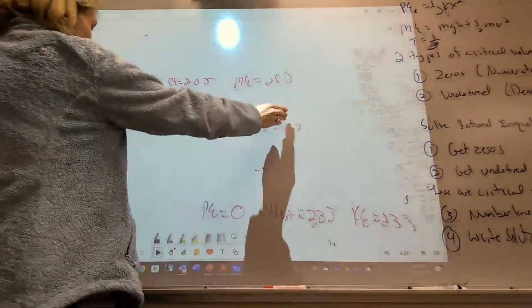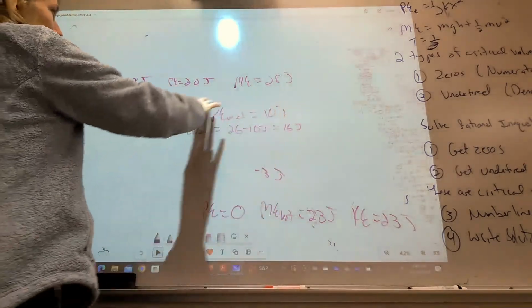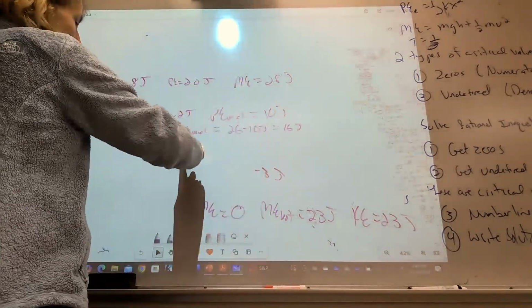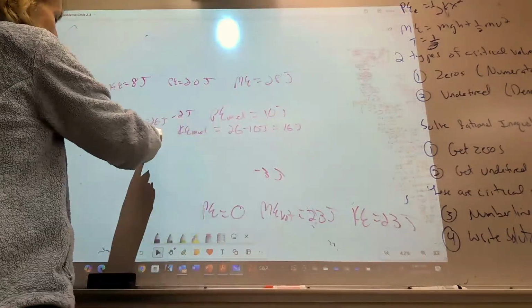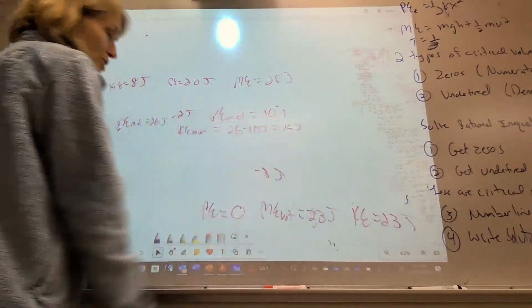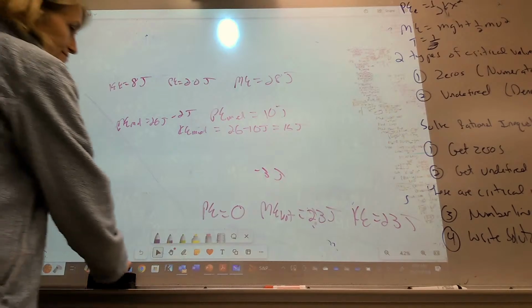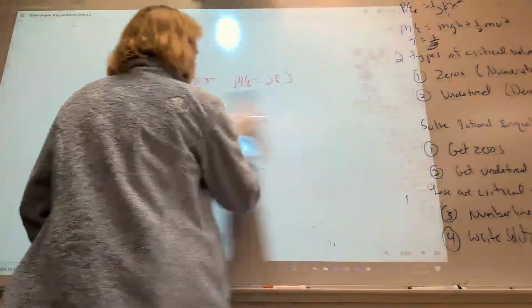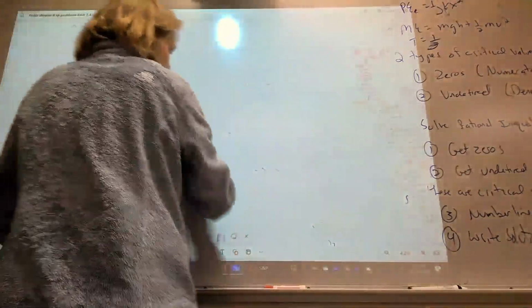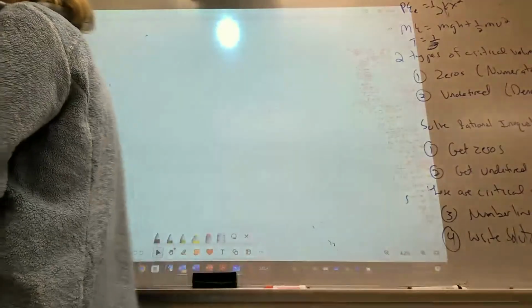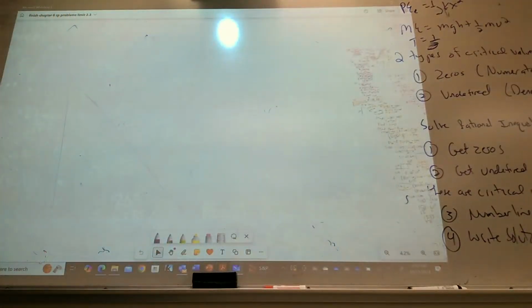Potential energy in the middle is half as much. Mechanical energy in the middle is the mechanical energy at the top minus any work lost to friction. Kinetic energy is the mechanical energy minus the potential energy. Okay, let's do another one. The idea is for you to understand how kinetic energy, potential energy, and mechanical energy are related.